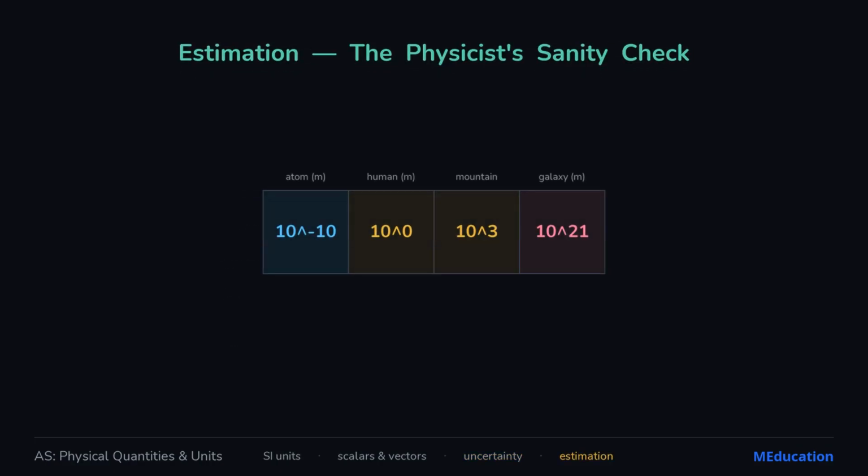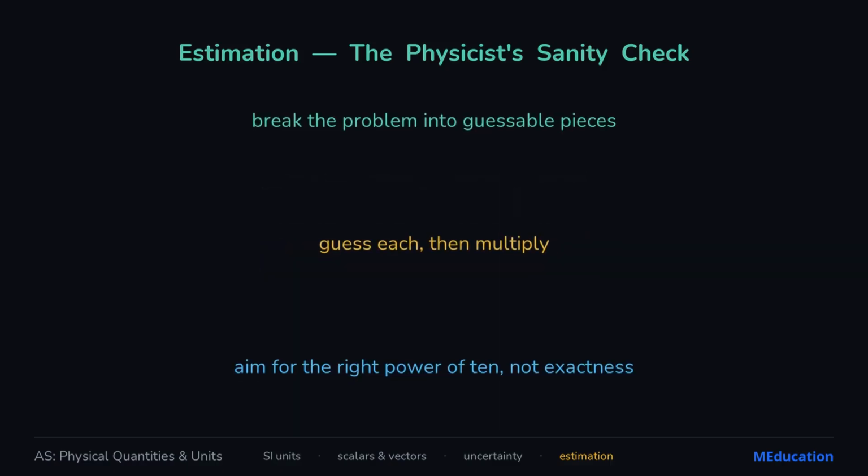Physicists love a rough estimate because it catches disasters. Before trusting a precise answer, ask, is it even the right size? Orders of magnitude, powers of 10, let you compare wildly different things on one scale, from the radius of an atom to the size of a galaxy. If your calculator says a person weighs 10,000 newtons, the order of magnitude alone screams that something is wrong.